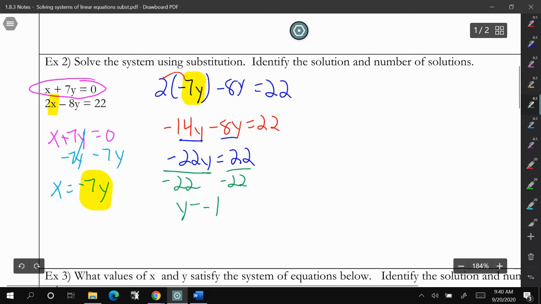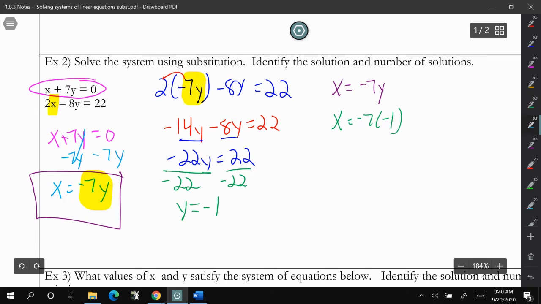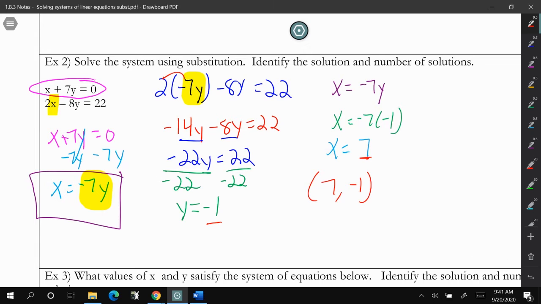So now I need to take this and plug that into any of the equations in order to get my answer. I personally think it's probably easier to plug it into this equation right here because x is already by itself and we can just plug in what y equals. So x equals negative 7y. We know y is negative 1. So then x equals negative 7 times negative 1, which is positive 7. So we have to write our answer as an ordered pair. Our x value is 7, and our y value is negative 1. So then there is one solution.